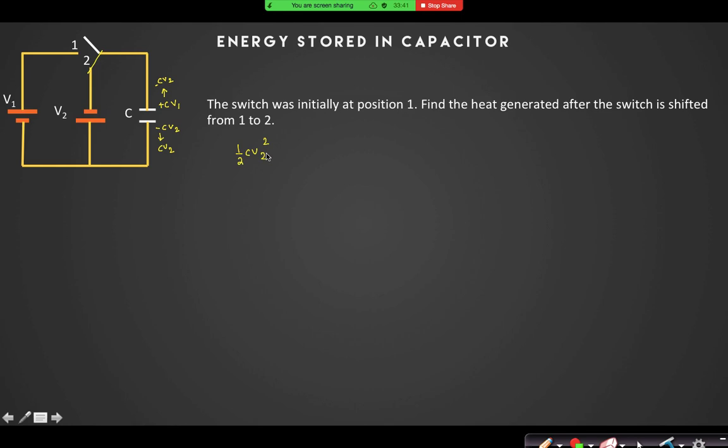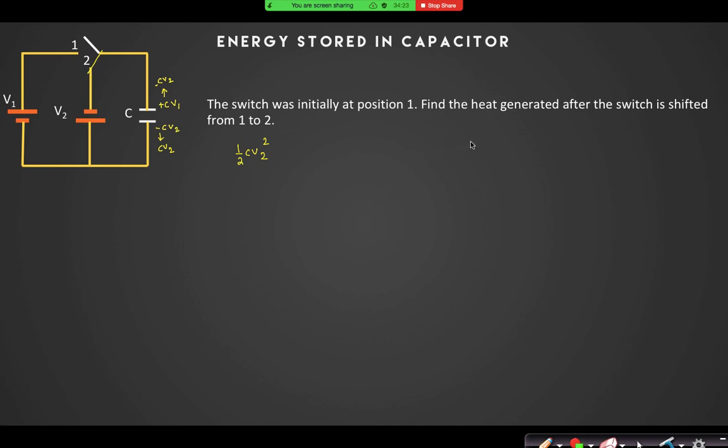Sir, can't we directly use the formula del Q square by 2C? Del Q from here comes as CV1 plus CV2. Del Q square by 2C. Why? Sir, because del Q square by 2C is the formula for heat generated. How can we find it with only del Q square by 2C? There was also an initial charge. The initial charge was CV1 and the final charge on the leftmost plate is now minus CV2. So del Q will be CV1 plus CV2. Okay, let me check it first.